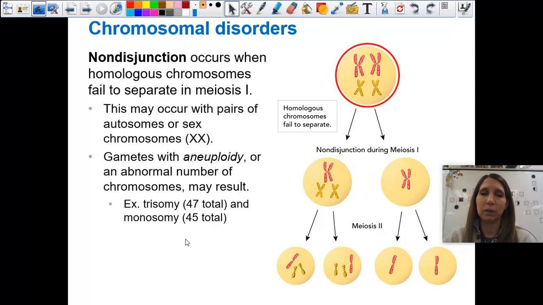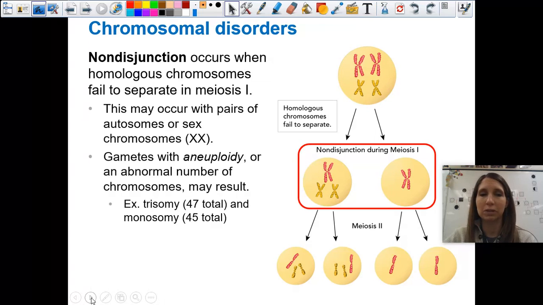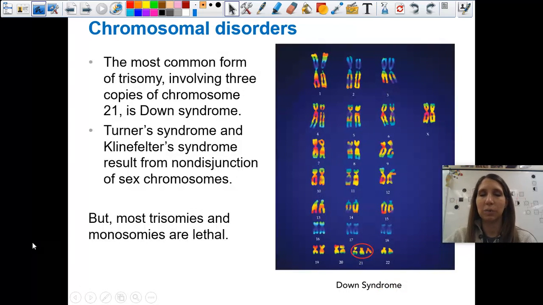This is where we get gametes that have too many chromosomes or too few chromosomes. And then if those gametes are used for reproduction, that's where we end up with individuals that have trisomies or monosomies. So like Down syndrome or Turner syndrome, which is where you're lacking an X chromosome, both of those come back to the process of meiosis as it occurred in the parents, okay?